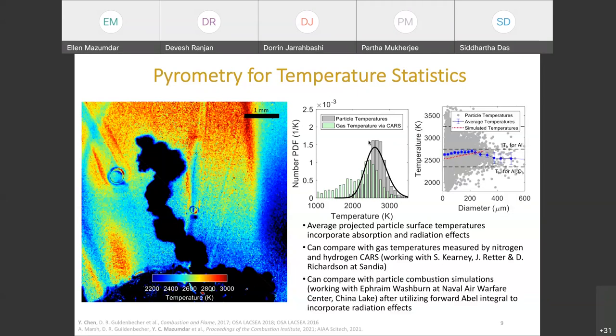We can also compare our results against simulations. So Ephraim Washburn at China Lake did a couple of simulations for us, and we wrote a paper together. We can compare our average particle temperature estimates against his average particle temperature estimates from simulations. And those seem to match up fairly well.